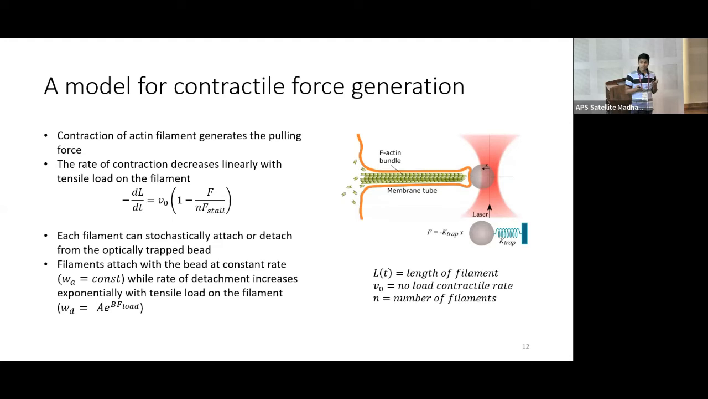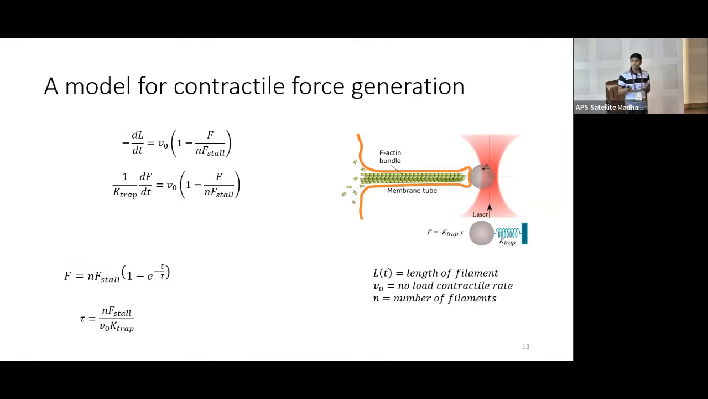So each filament can stochastically bind or unbind to the bead, and we take this binding rate to be constant, and the unbinding rate we take as an exponential function of the load on the filament. Then we can get the force equation, how it will evolve. We get a time scale. The time scale is dependent on the number of filaments here. And when we try to fit a peak with this, we can nicely fit it.